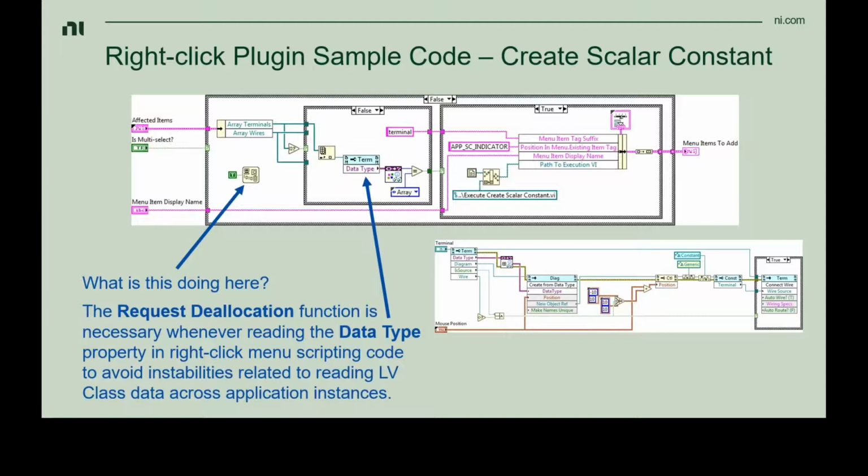LabVIEW does not like accessing the data type of a LabVIEW class across multiple application instances. So in this case, you've got your VI. It might have a LabVIEW class on its block diagram. Then you've got this scripting code here that is also accessing that data type in another application instance. In this case, it's the private application instance that all these right-click plugins run in. When you access class data across multiple application instances, there's a darn good chance that LabVIEW is going to crash. And the way that you can avoid that is by dropping request deallocation in your scripting code.